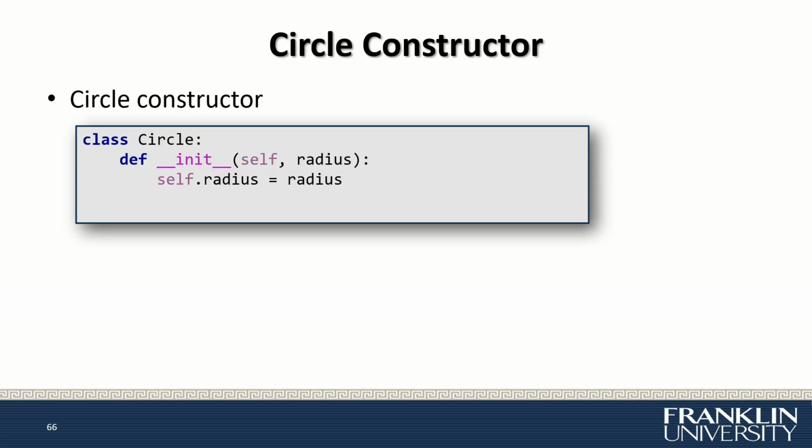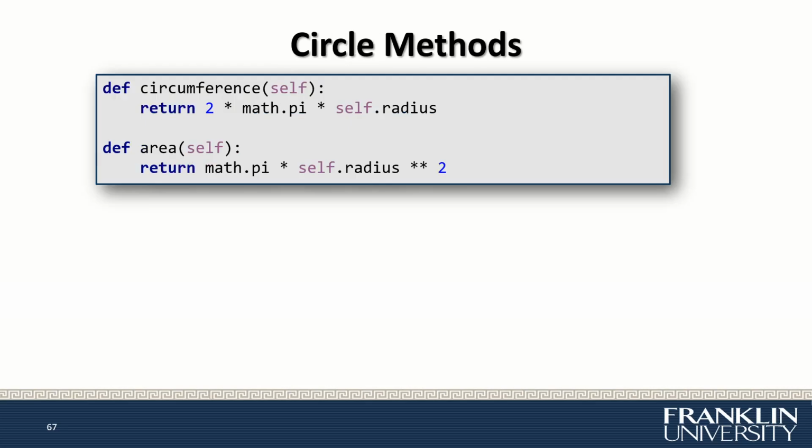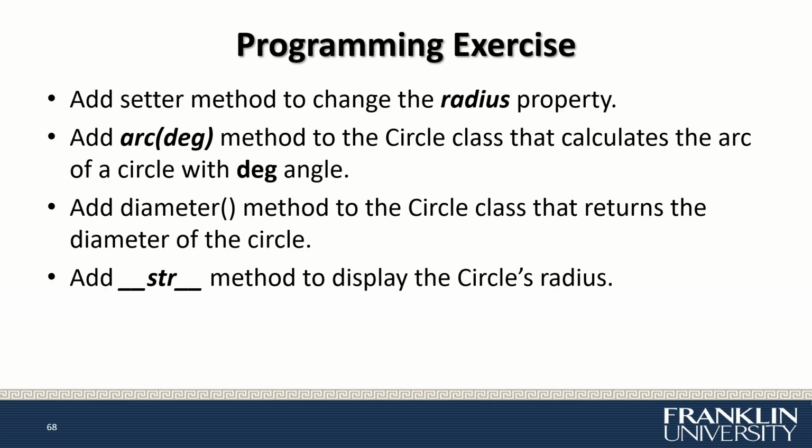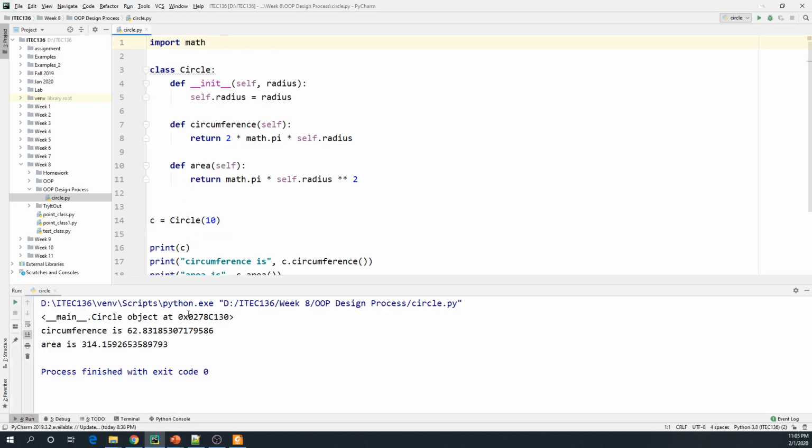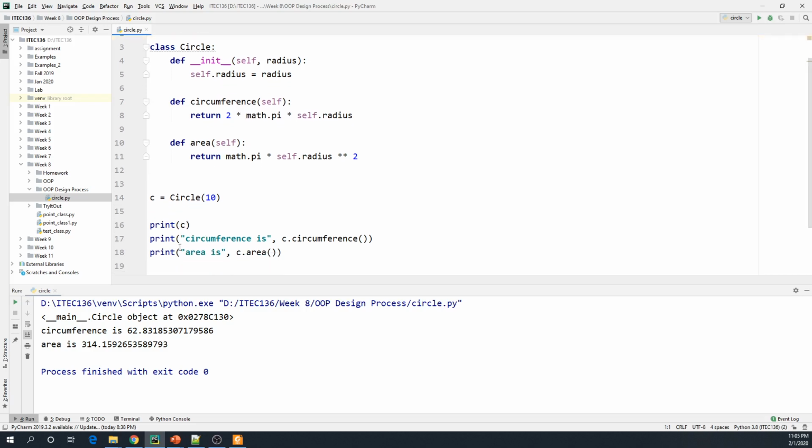So I can create the constructor with radius, and I can create two methods, circumference and area. Notice that I use math.py for the pi constant. So here is my circle class, and I can run this, and you can see when I print the circle object, I print the memory location again. I create a circle with radius of 10, and the circumference is 62.82, and the area is 314.159.